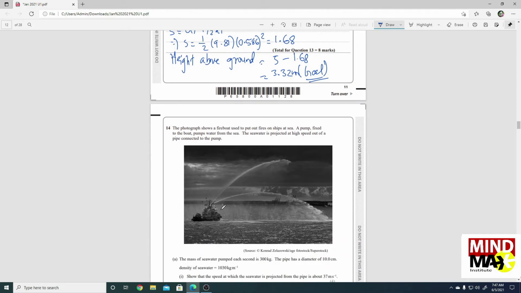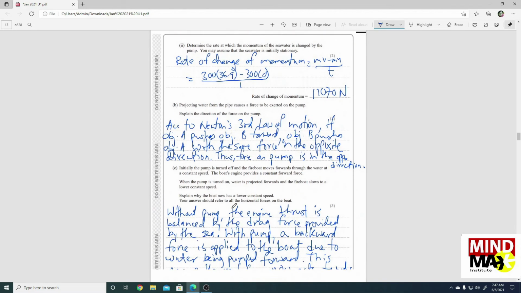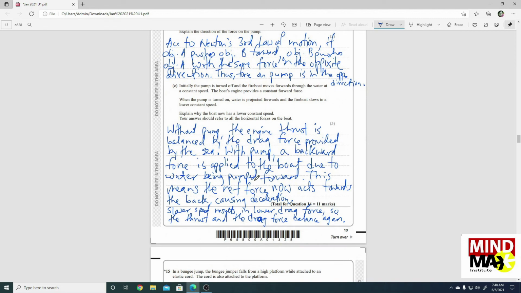That means what? If a force is applied to the back, that will mean there is now an additional backward force. So the net force will now be pointing to the back. And if net force points to the back, that means what? That means it causes deceleration. That is what happened. That's why it slowed down.